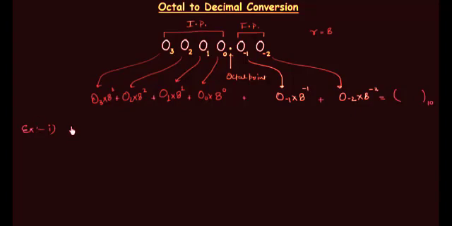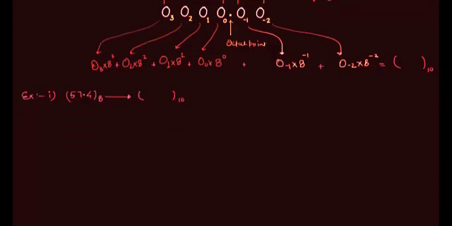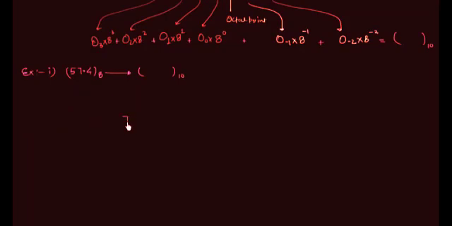The octal number is 57.4. This is an octal and we want the decimal equivalent of this number. We will follow the same procedure. I will multiply the 7 by 8 raised to power 0. Then I will multiply 5 by 8 raised to power 1. And then I will multiply 4 by 8 raised to power minus 1.